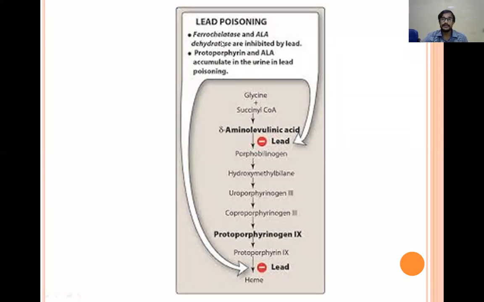So when lead is taken by a person, it will inhibit the enzymes ferrochelatase and ALA dehydratase. We know ALA dehydratase catalyzes the second step, and ferrochelatase catalyzes the last step in heme synthesis. So when lead poisoning occurs, these enzymes will be affected, which leads to accumulation of the porphyrins, which leads to porphyria. So this is the acquired type of porphyria.